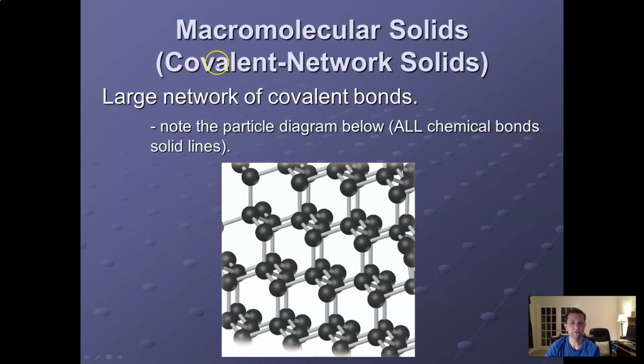What we're going to do right now is take a look at something called a macromolecular solid or covalent network solid. This is one of the last types of substances we need to look at in this unit, and it's a relatively short lesson here.